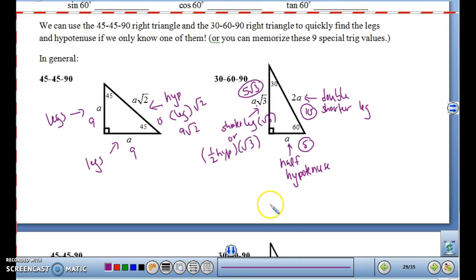So without having to use the Pythagorean theorem, if I know this pattern, it makes it pretty easy. The side opposite the 30-degree angle is half the hypotenuse. The hypotenuse is double the shorter leg. And the side opposite the 60-degree angle is half the hypotenuse times the square root of 3. All right, so let's see if we can apply this in some problems.